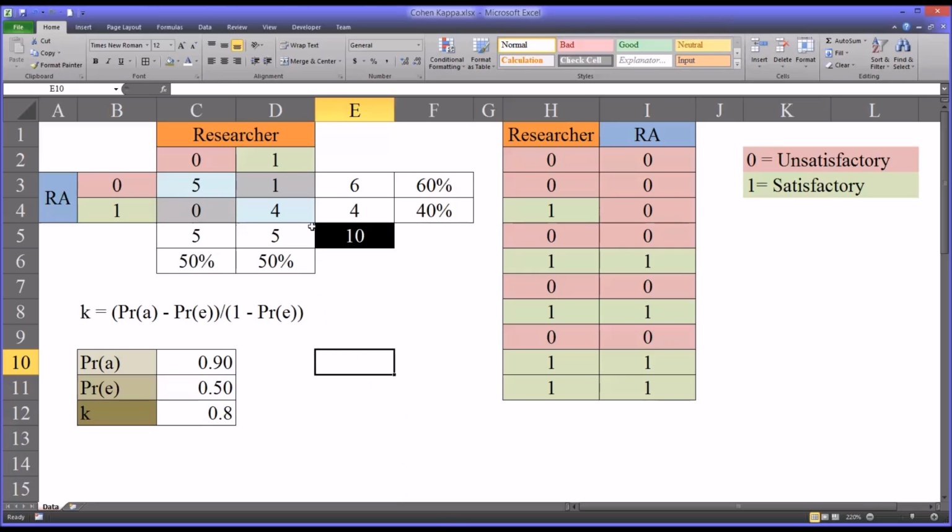So to calculate sensitivity here, we would look at this value where you have the satisfactory for the researcher and the satisfactory for the research assistant. That's 4, and the total is 5. So the sensitivity would be 4 divided by 5, or 80%. For the specificity, we would look at where the researcher found unsatisfactory and the research assistant found unsatisfactory. You can see that's 5, and the total is 5. So the specificity in this example, 5 divided by 5, would be 100%.